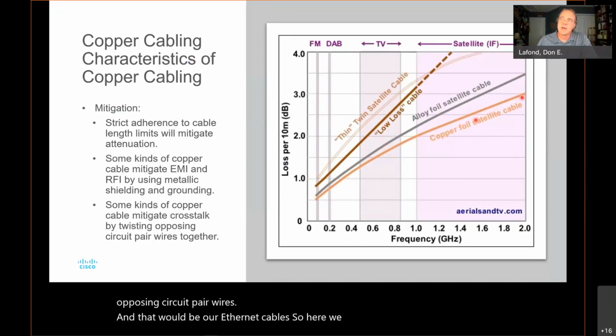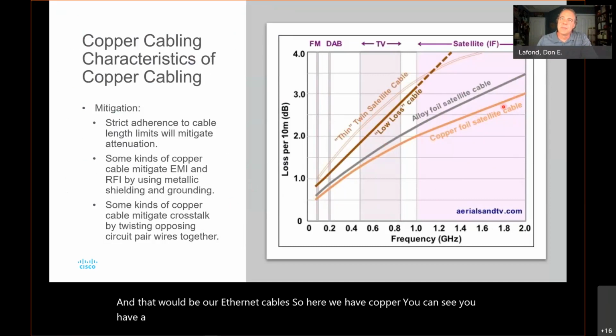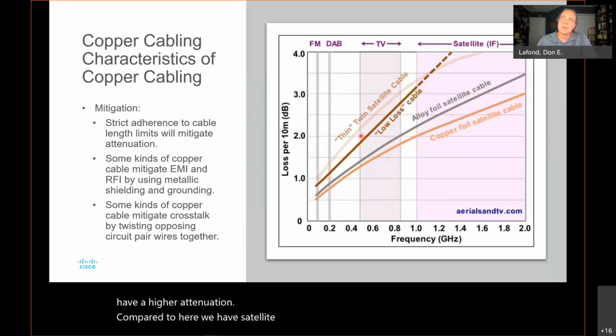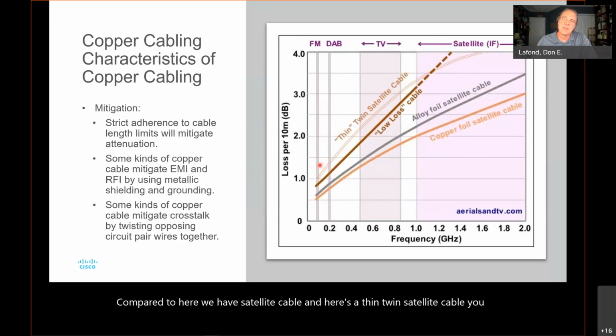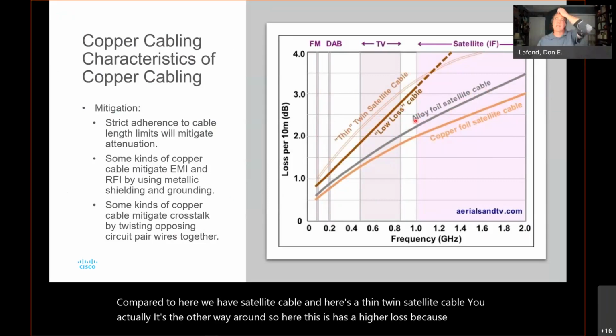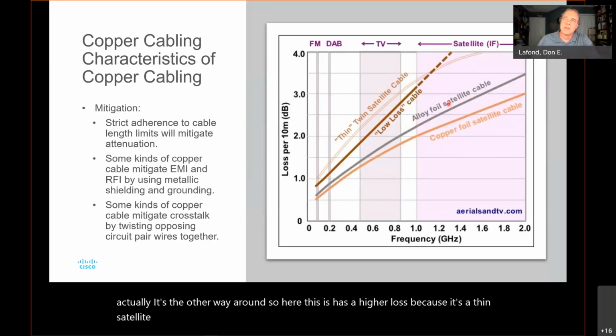So here we have copper. You can see you have a higher attenuation compared to here, we have a satellite cable, and here's a thin twin satellite cable. Actually, it's the other way around. So here this has a higher loss because it's a thin satellite cable, and here you have a foil, and here you have a copper alloy that allows for less attenuation over distance.